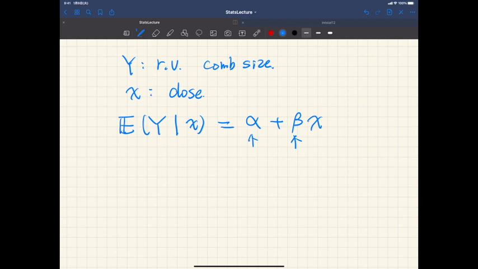Of course, this is approximate, and no linear function can represent reality completely accurately. Think about this: if we increase the dose x to infinity, do you really expect the comb size to be infinitely big? It's impossible. It should saturate at some point. So this relationship does not hold exactly, and it doesn't hold for the entire range of x. This is just an approximation with limited applicability.